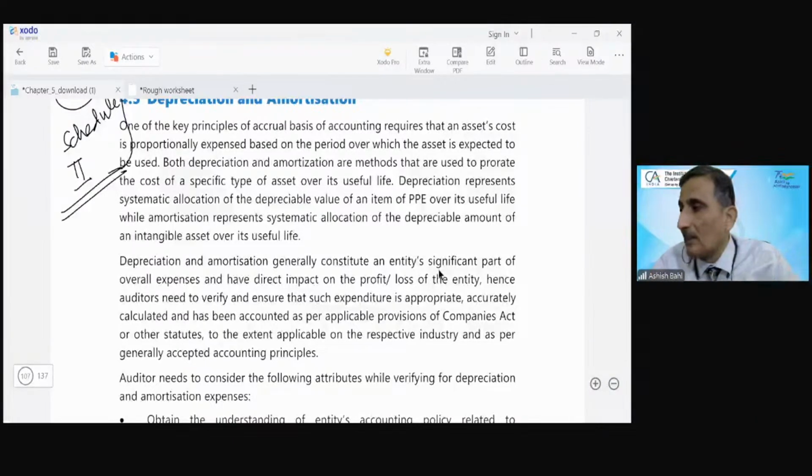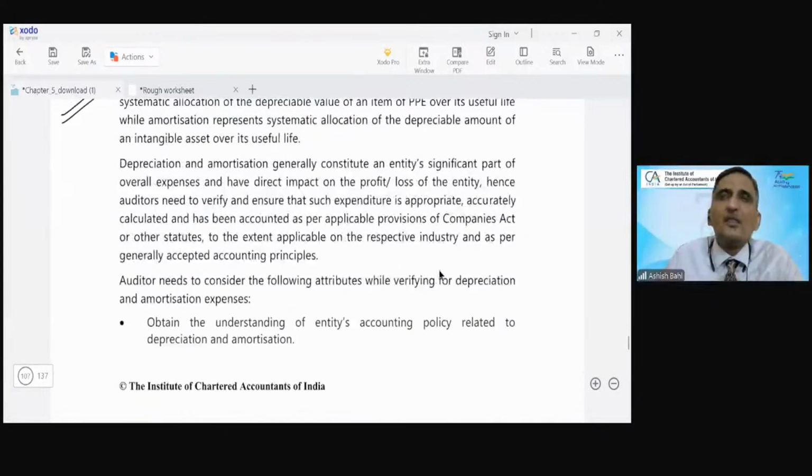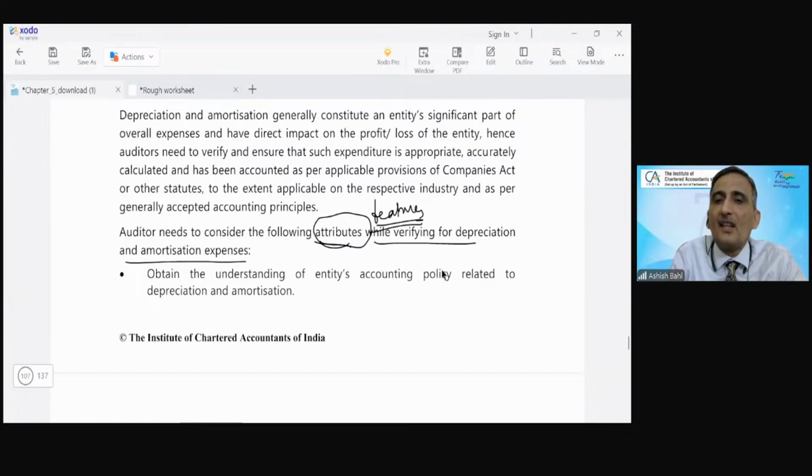Yes, depreciation method is same every year or not. That's also correct. So sometimes this kind of general question can come. Probably it has come, I think it has come once. So same, the auditor needs to consider the following attributes. Attributes means features, qualities, while verifying for depreciation and amortization expenses.